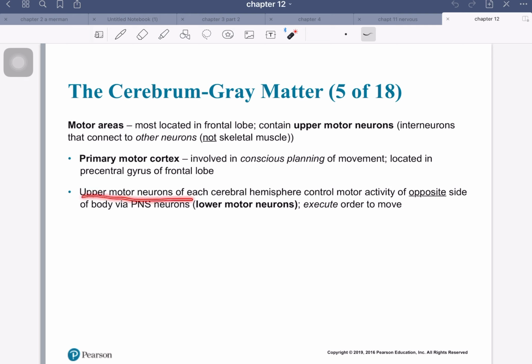The upper motor neurons of each cerebral hemisphere control motor activity of the opposite side of the body. How do they do this? Well, the information has to cross. It has to go from one side to the other. So it's contralateral, if you remember that term: planning is on one side of the brain, but the output is on the other side of the body. That's accomplished by the lower motor neurons, which take the information right to the muscles. And these are really peripheral nervous system neurons.